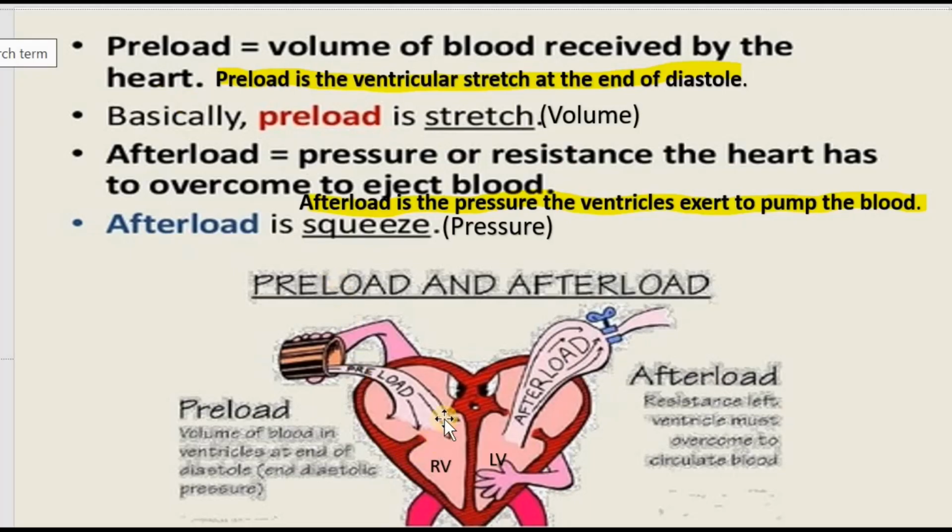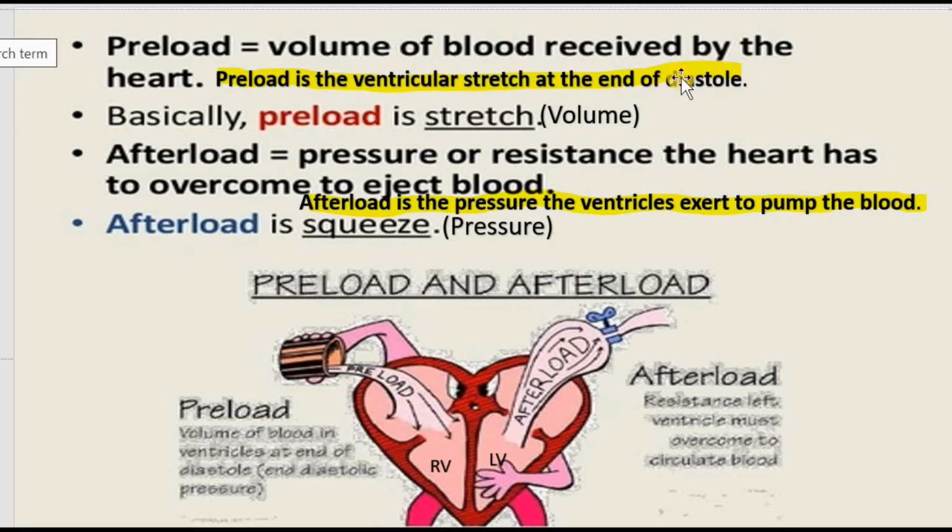Remember, the heart receives deoxygenated blood from the systemic circulation into the right side of the heart, and the blood flows into the right ventricle. To accommodate this blood, the ventricle expands, or stretches, because the blood is coming to the right side of the heart. Preload, before loading, remember the word. It is the ventricular stretch at the end of diastole.